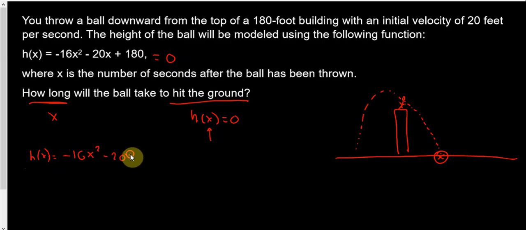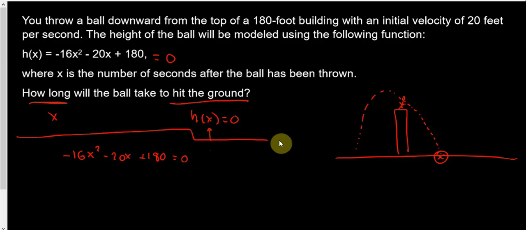So we're looking for when negative 16x squared minus 20x plus 180 equals 0. That's all we're doing with these problems that ask when it's going to hit the ground.